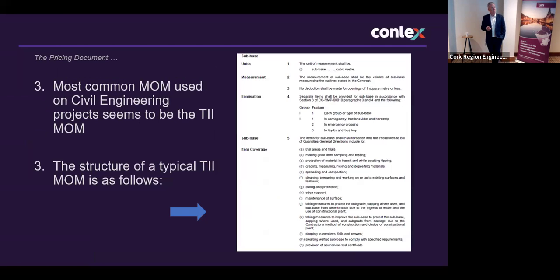The most commonly used method of measurement used in civil engineering projects, I think probably will agree, I hope, is the TII method of measurement. And that's a typical structure of the TII method of measurement, where you have the unit, the measurement, the itemization, where you have to itemize the description based on the group and the feature, and then you have the item coverage for that. Okay.